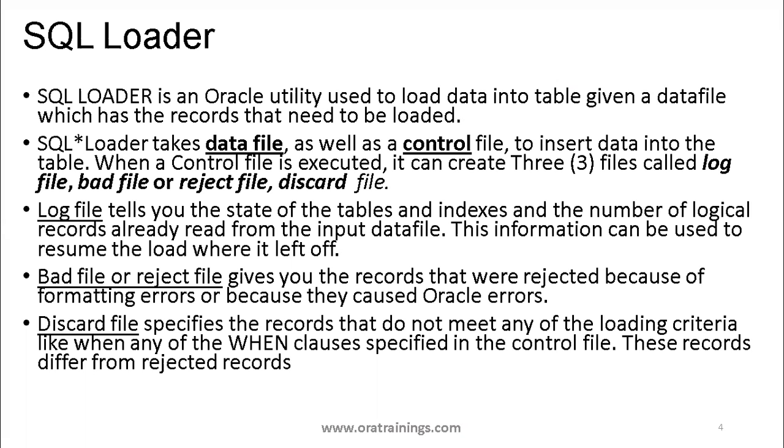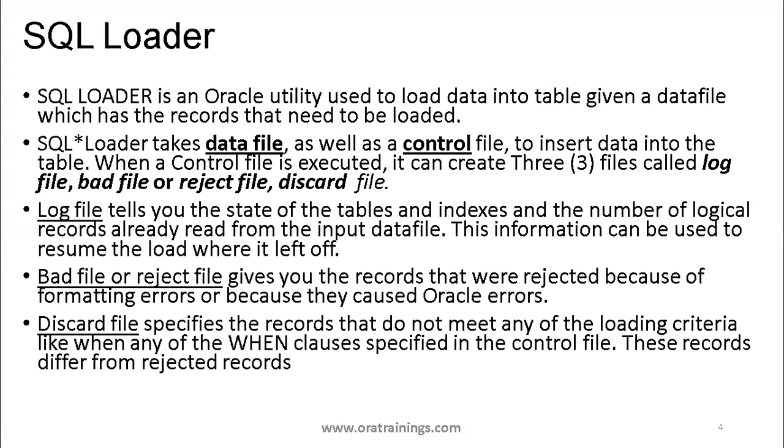So these are the files it will generate. What is a log file? The log file will have information about what data file it considered, how many records it rejected, and how many records it passed. Some sort of logging information it will have. The other one is the reject file, or bad file. It gives the records that were rejected because of formatting errors, or because they caused Oracle errors. Let us say you have provided a data file in which the date format is wrong. Obviously the record cannot be loaded, so it will get rejected.